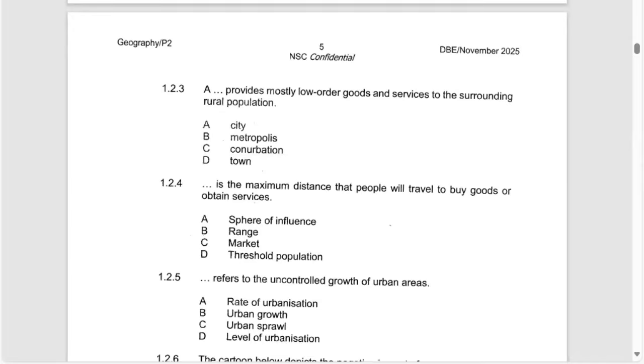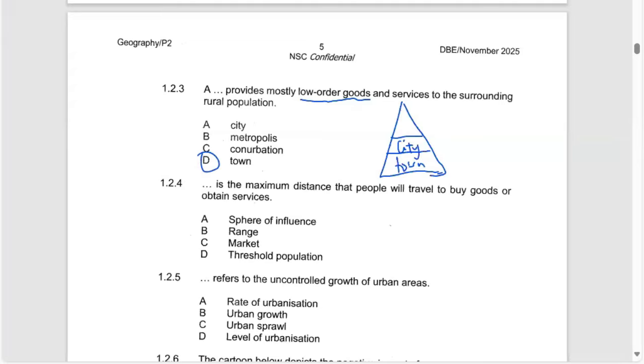1.2.3 says a dash provides mostly low order goods and services to the surrounding rural population. Which one provides low order? According to the urban hierarchy, the one at the bottom is the one that provides low order, and as the hierarchy goes up, we get higher order products and services. So the first one, we find a town here before we get to a city. For this reason, we are saying the town is the one at the bottom of the hierarchy. It's the one responsible for the provision of low order goods, and people are willing to travel a shorter distance to a town to acquire basic necessities, which are low order goods. So it's a town.